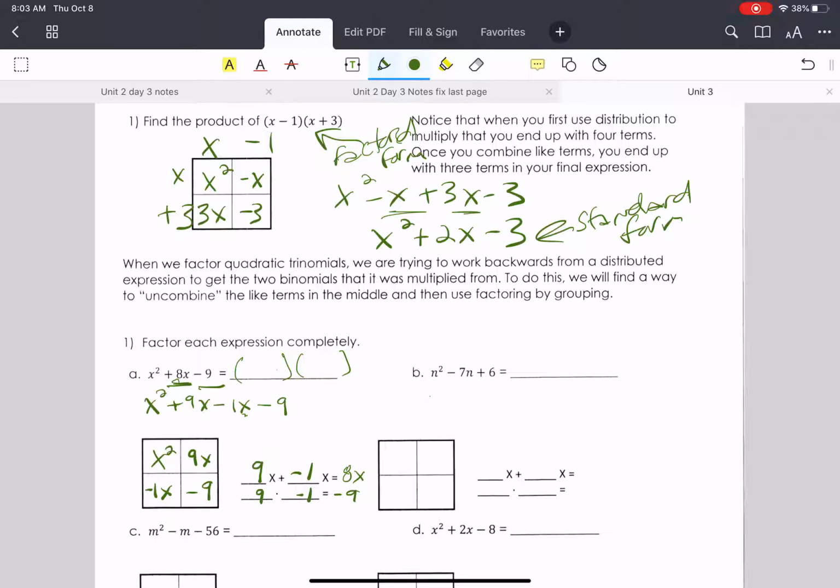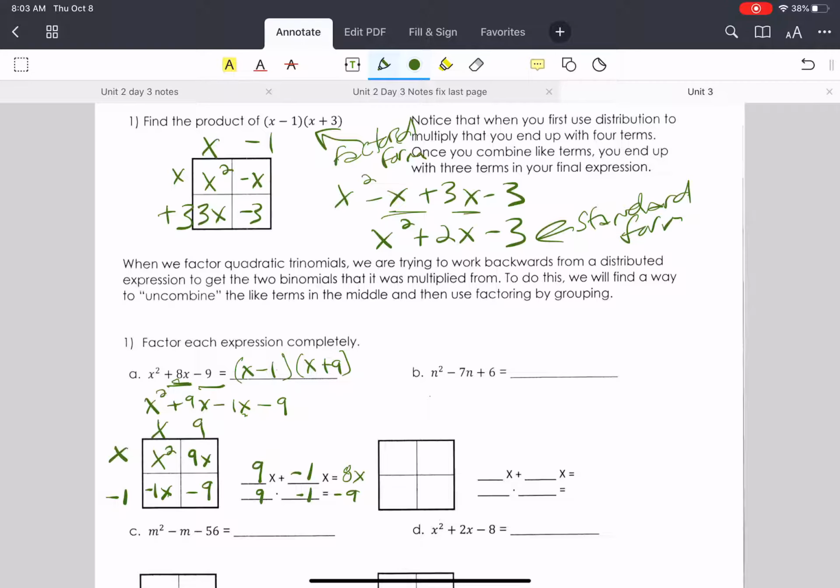So the GCF in the first row, X, good. Second row, -1, good. First column, X. Second column. Careful, we only take out a negative if the first one's negative. So 9, good. So my answer is X minus 1 and X plus 9.